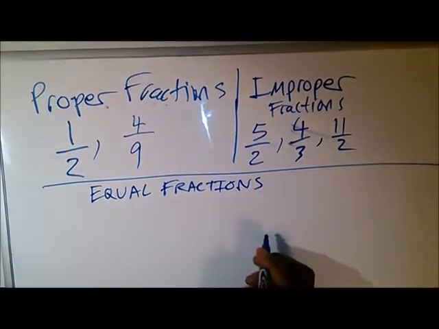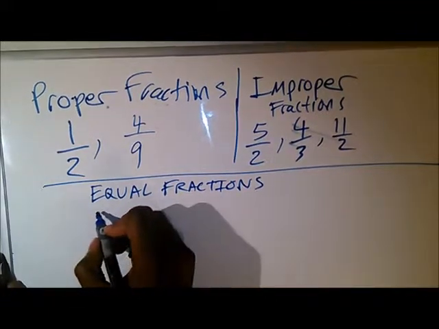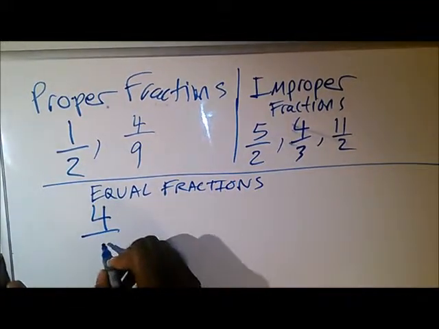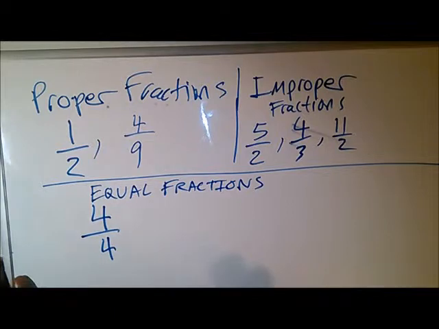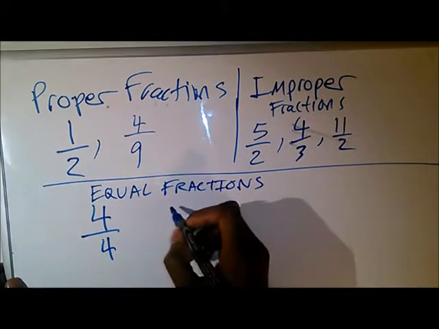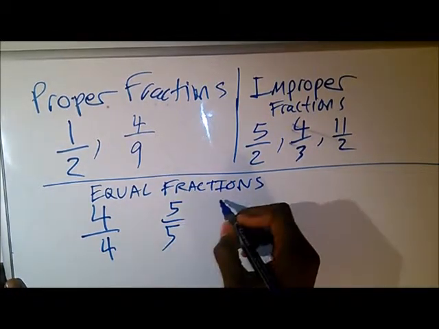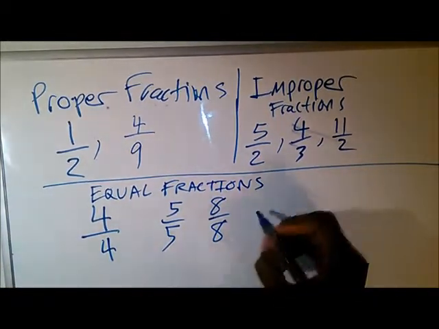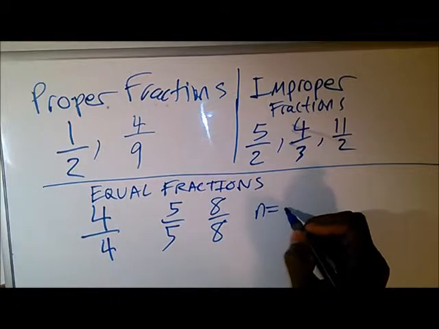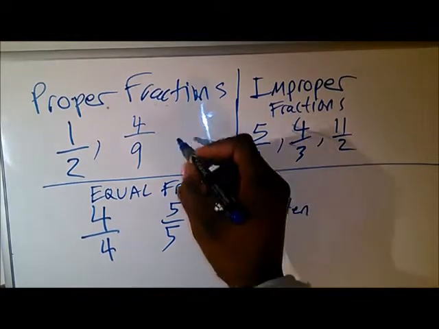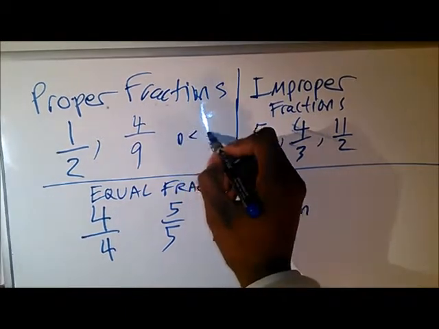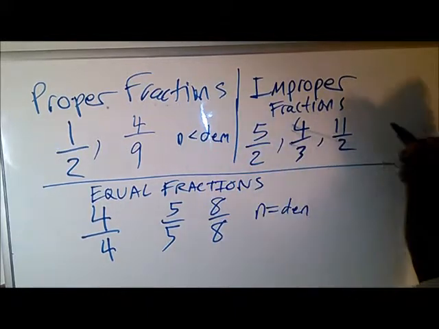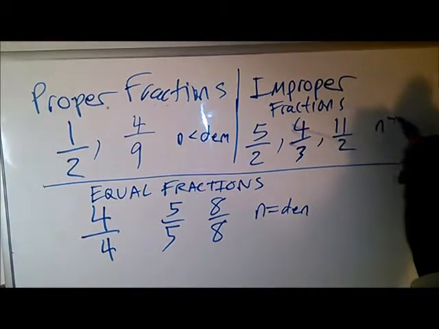Okay? And equal fractions, I'm calling this equal fractions. For this lesson, they may not be called that. You have 4 over 4, or you have 5 over 5, or you have 8 over 8, okay? That's when the numerator is equal to the denominator, right? The numerator here is less than the denominator, and the numerator here is greater than the denominator, right?